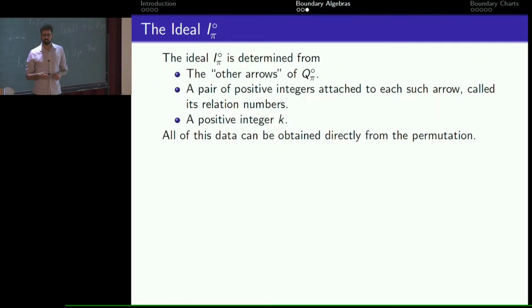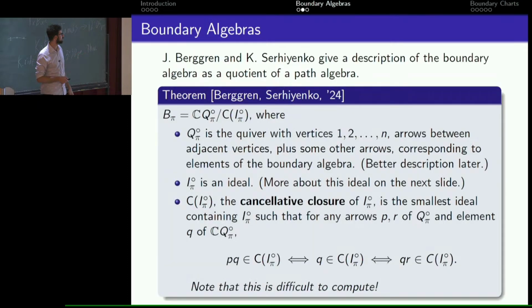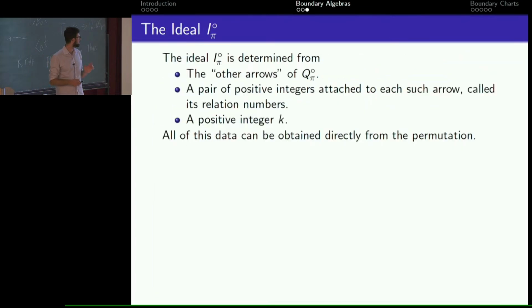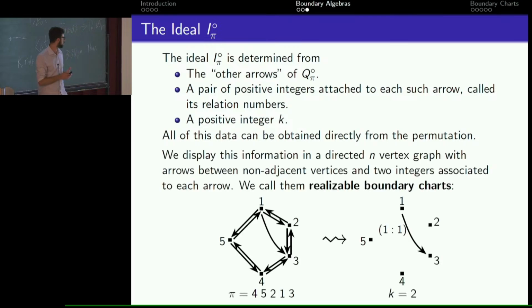Okay, I need to tell you a little bit more about what this ideal is. It's determined from some combinatorial data. You can determine it from those other arrows of Q pi circ. So I said Q pi circ is these adjacent arrows plus some other ones. I haven't told you what those other arrows are yet. We're going to get to that in a second. But to figure out the ideal, you need whatever those arrows are. You need a pair of positive integers attached to each of those arrows, which we call its relation numbers, and some positive integer k. And I claim that we can get all this data from the permutation directly. So let me show you how that works.